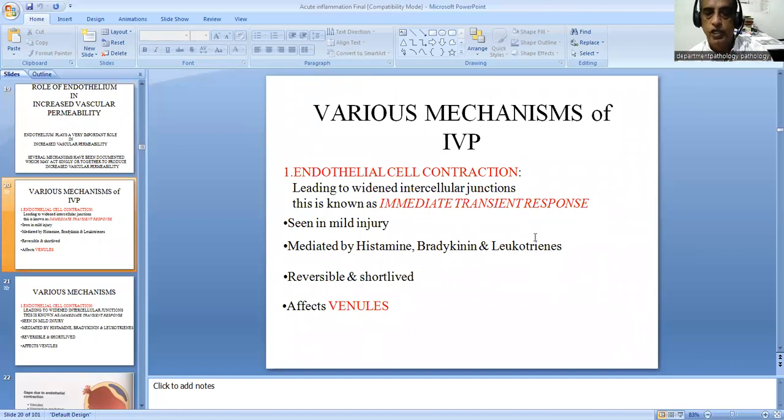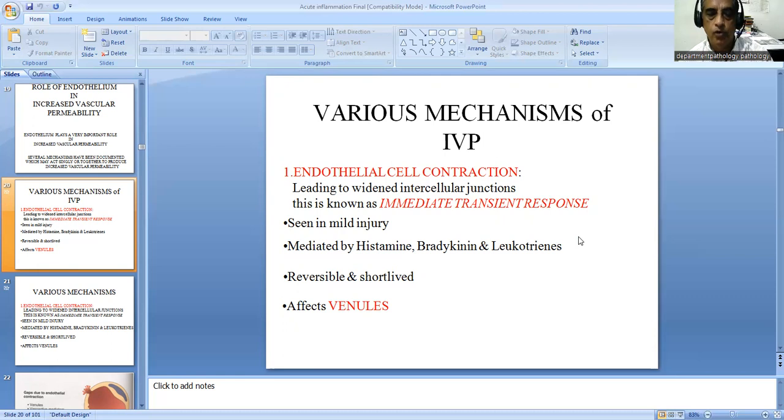The first is endothelial cell contraction. This widens the intercellular, or specifically the interendothelial junctions. And since it appears immediately and is short-lived, it is known as the immediate transient response. So it is immediate, it is short-lived, that is why it is transient. It is seen in mild injury, and it is mediated by some chemical mediators, which are histamine, bradykinin, and leukotrienes. It is reversible, it is short-lived, and affects mainly the venules.